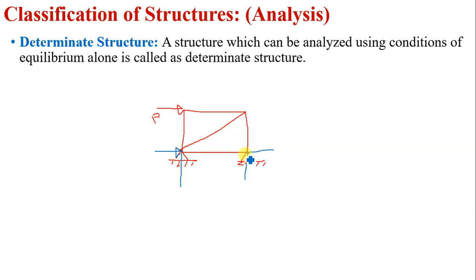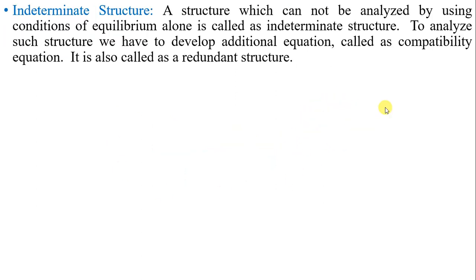So total reactions are 1, 2, 3 and 4, and we are having only 3 equilibrium equations. So the problem cannot be solved, and without knowing the reactions we cannot analyze this particular structure. It cannot be solved using conditions of equilibrium alone, and such types of structures are called indeterminate structures. A structure which cannot be analyzed by using conditions of equilibrium alone is called an indeterminate structure.